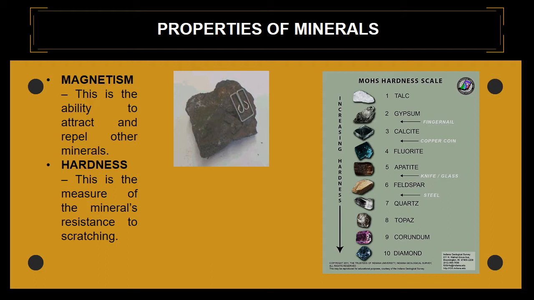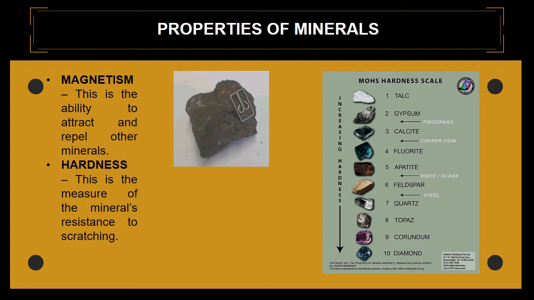one to scratch. So, number 1, we have talc. Number 2, gypsum. These two minerals are scratchable by fingernail. So, next we have the calcite. From calcite up to talc, they are scratchable by copper coin. So, next we have the fluorite, and number 5 is apatite. From apatite to number 1, which is the talc, they are scratchable by knife and glass.